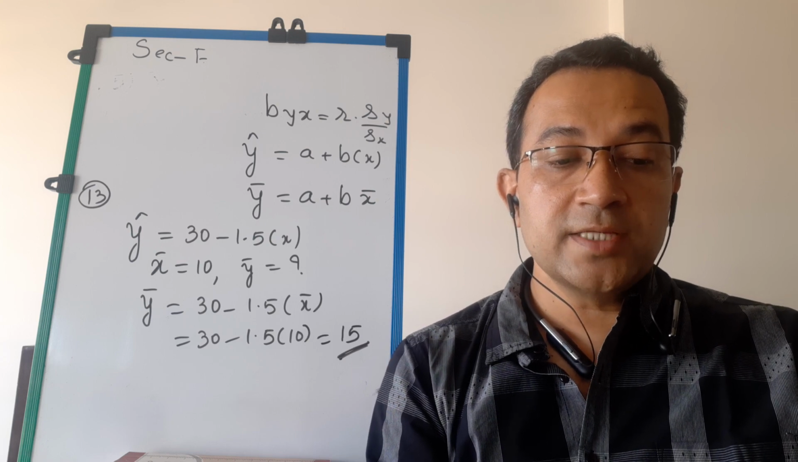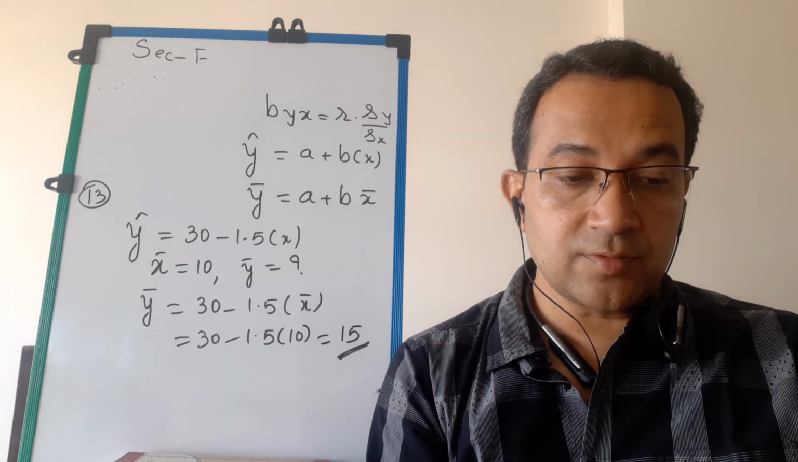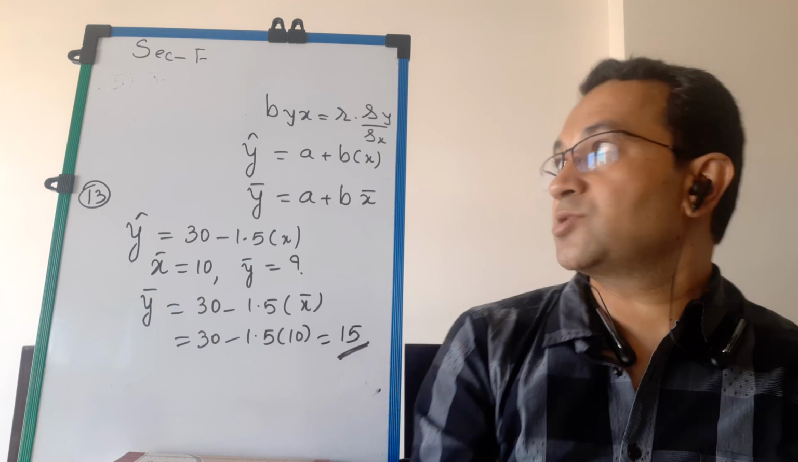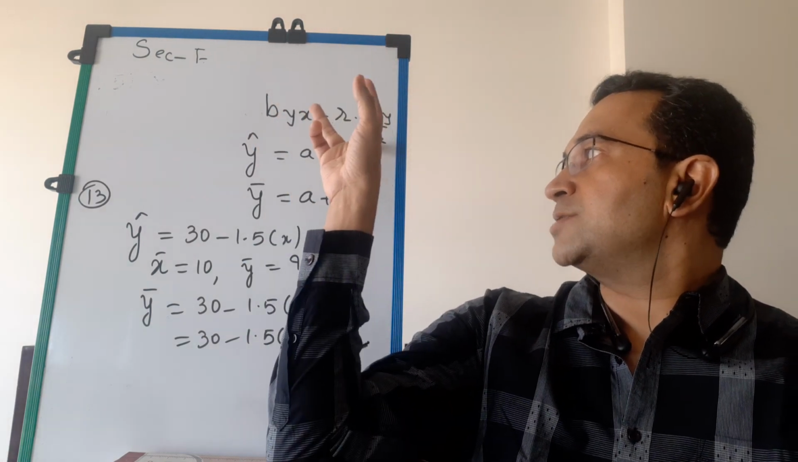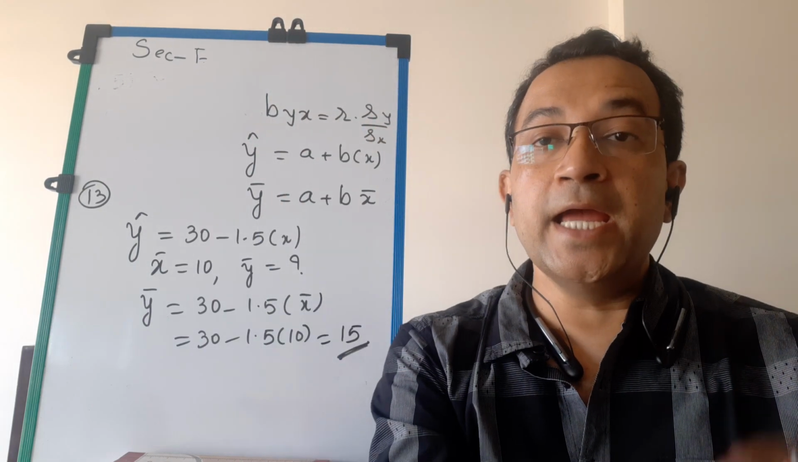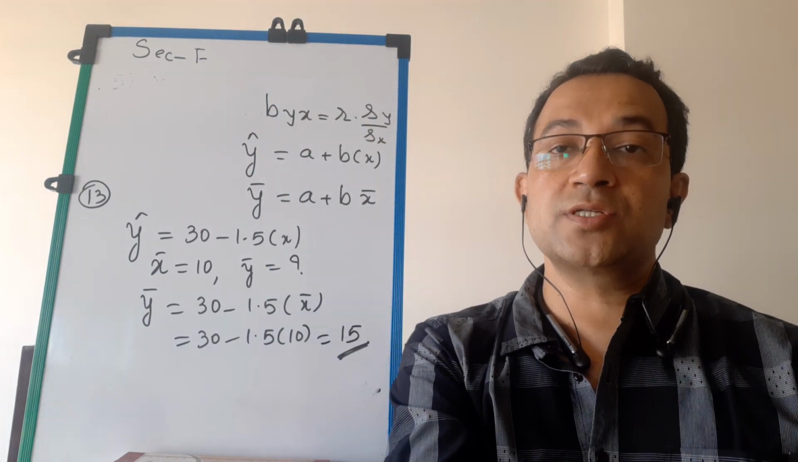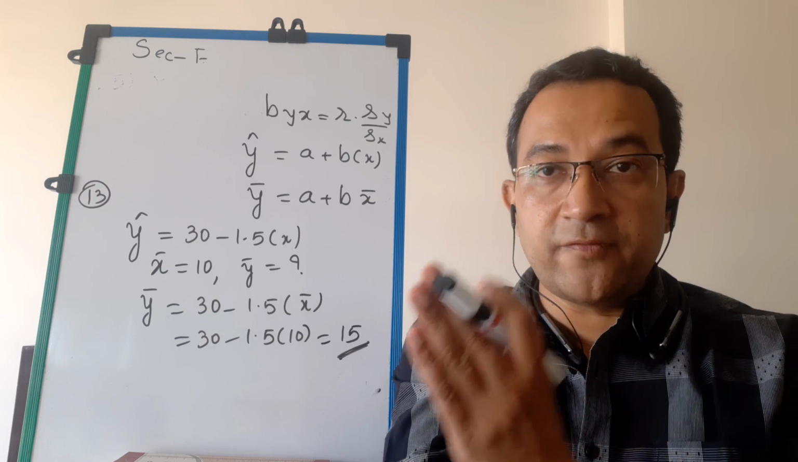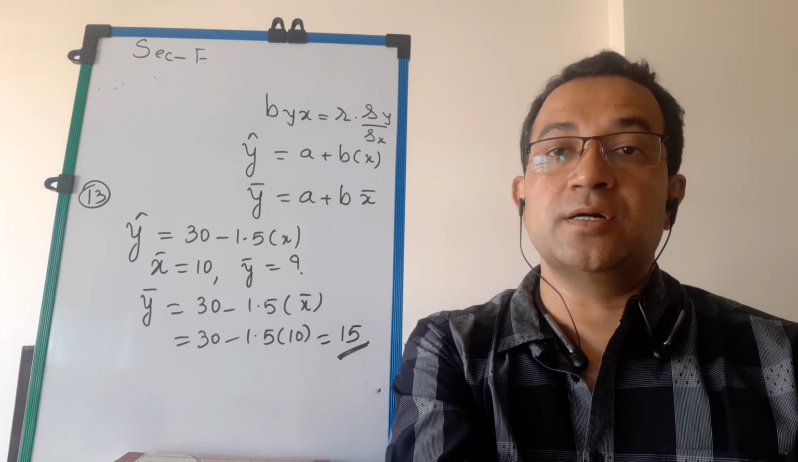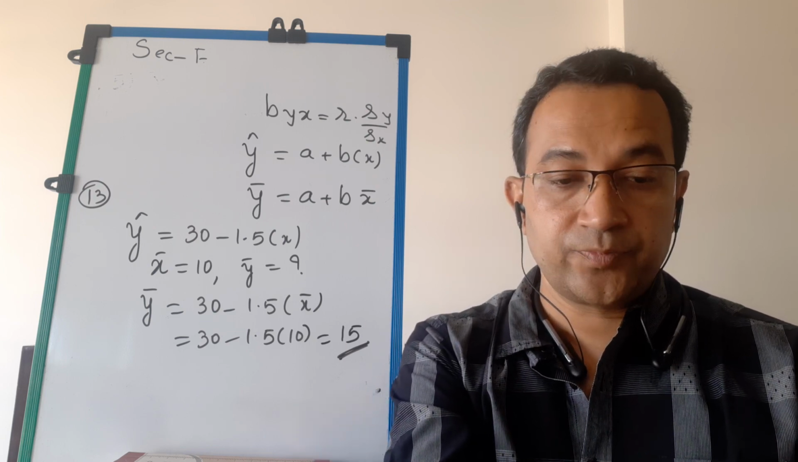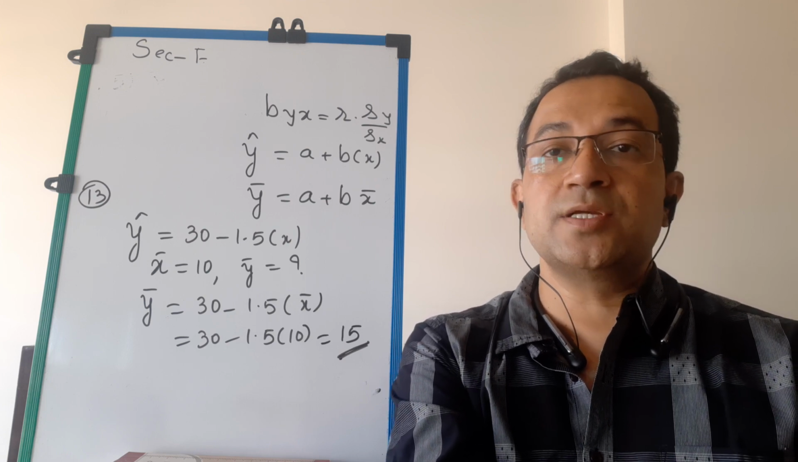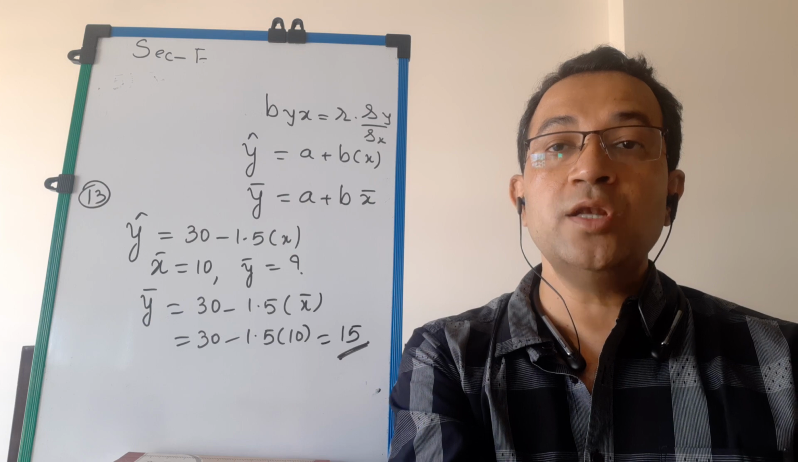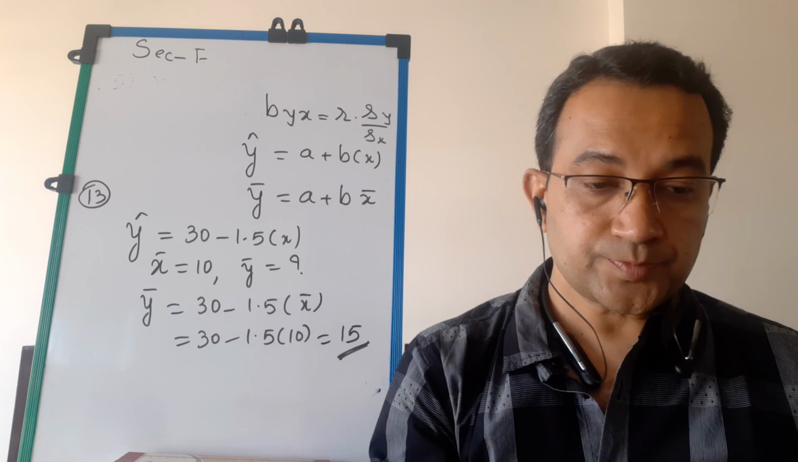Which of the following is correct? Byx is equal to r into sy upon sx. Yes, because Byx is equal to r into sy upon sx. In every formula of b, students, we have come across the fact that the x term always comes in the denominator. So the correct formula is D. Byx is equal to r into sy upon sx.